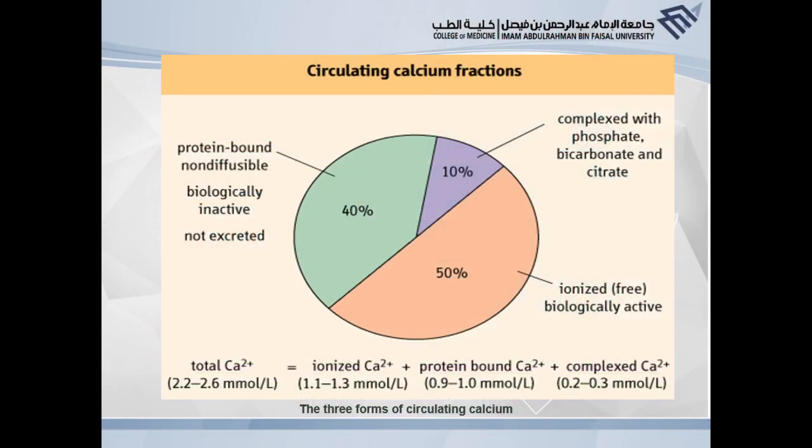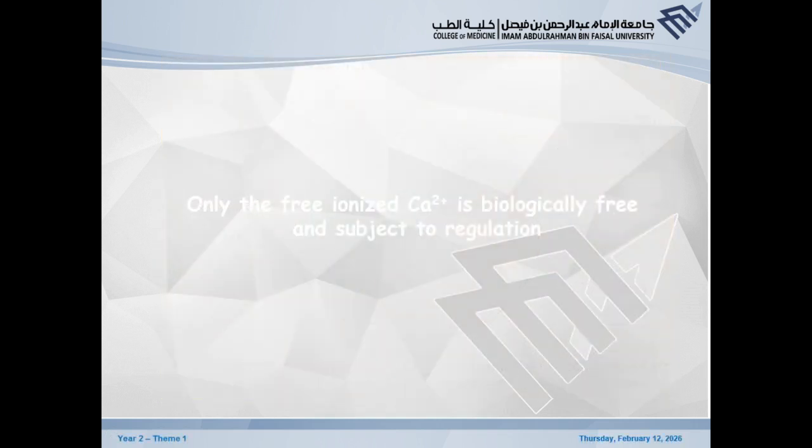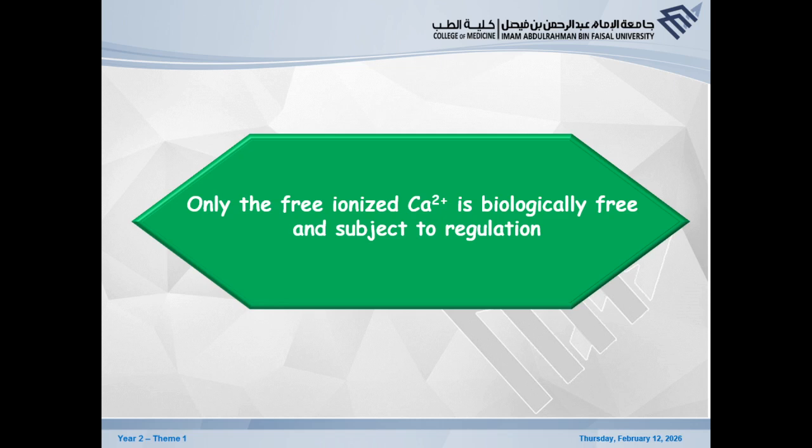And this is also giving the same concept about the plasma distribution of calcium, that half of it, 50%, is present as free calcium, whereas the remaining half is in the bound form, in which the major portion is bound to proteins, whereas a smaller amount, only 10%, is bound with other ions such as phosphate, bicarbonate or citrate ions. So no need to memorize those numbers, just the concept. Only the free form of calcium is biologically active and it is subject to regulation.